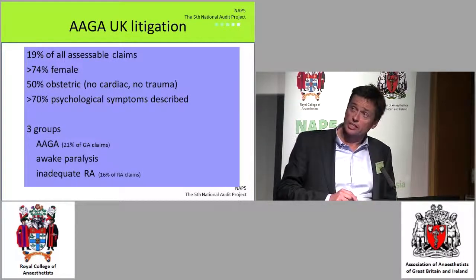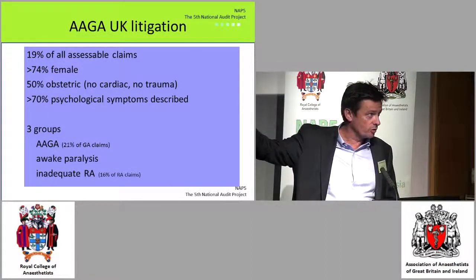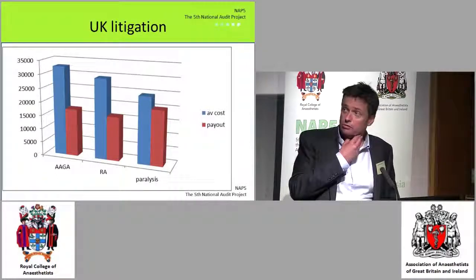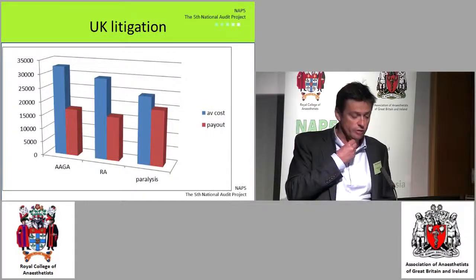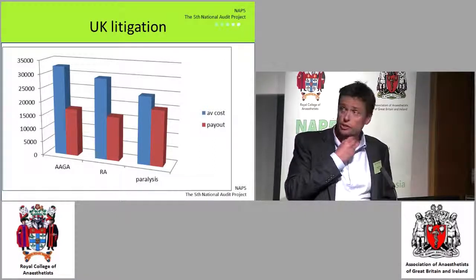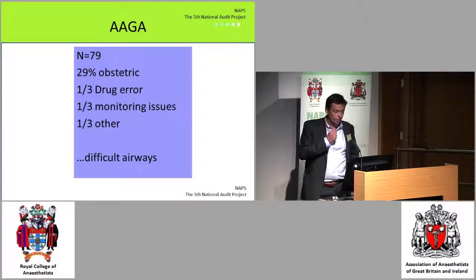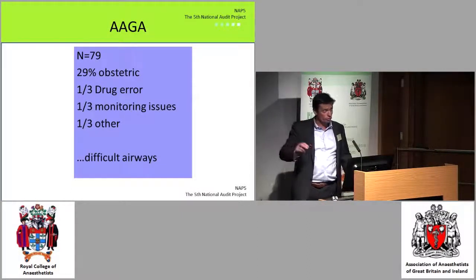In terms of what the litigation was, the pattern of those cases is not very dissimilar to what we've heard about all day during today's presentations. They cost not inconsiderable amounts, £20,000 to £30,000 to the NHS for each case, but there are only about 10 cases per year of awareness reported or that lead to litigation. Almost all of them lead to a payout, around 89% overall. In terms of the three groups, there's awareness, inadequate regional anaesthesia, which I'm not going to talk about, and drug errors.